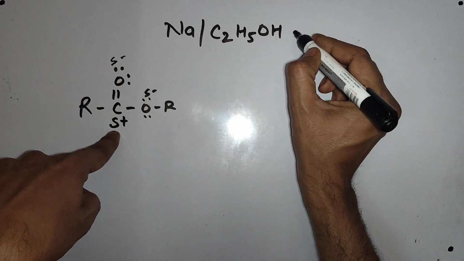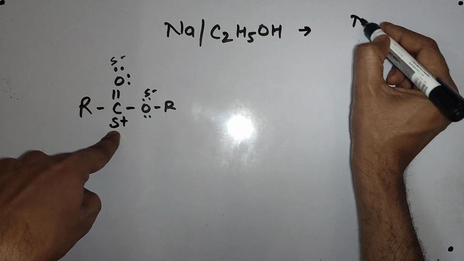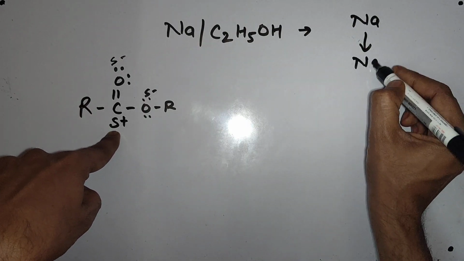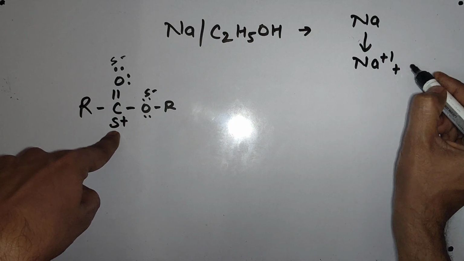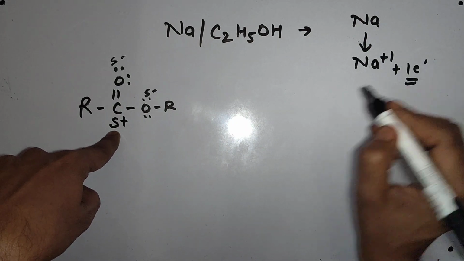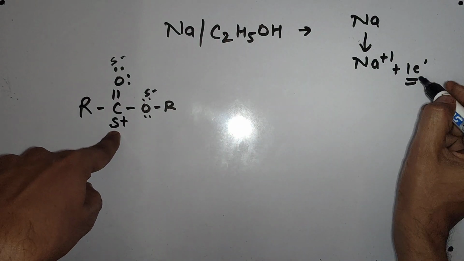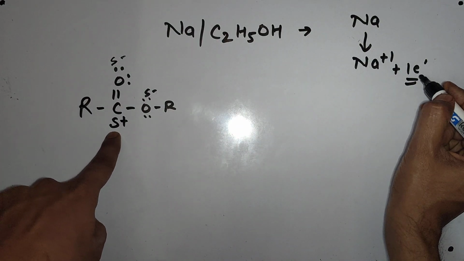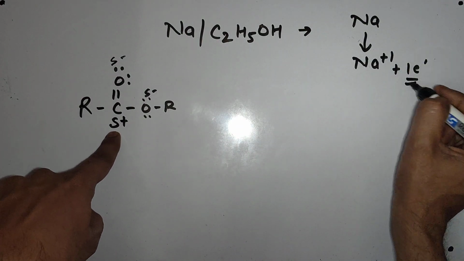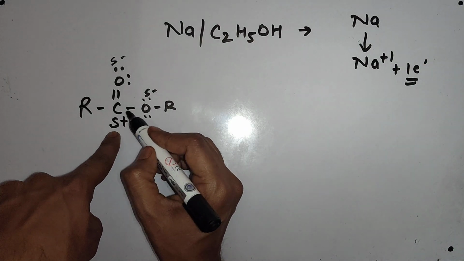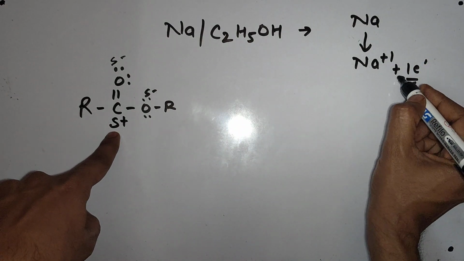Now sodium. We know the nature of sodium. Sodium will release one electron. The valency of sodium is +1. During the reaction, it always releases one electron. Where will that electron go? Obviously toward a positive particle, because an electron itself is a negative particle. Here we have a positive particle: carbon.